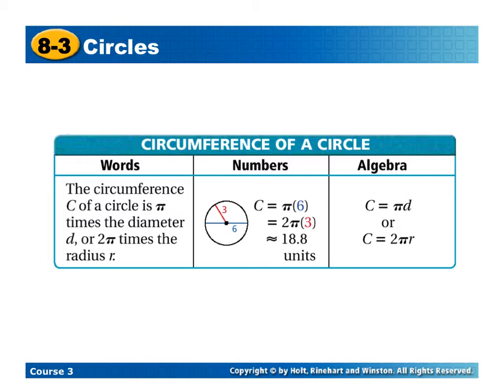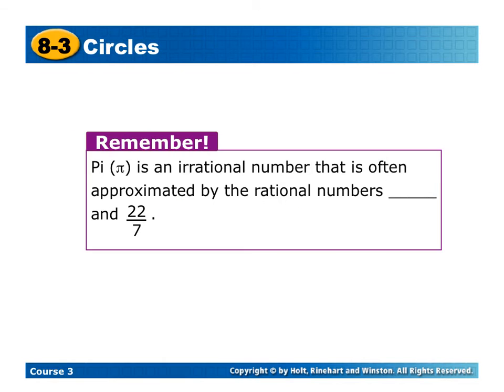Now some formulas to remember when you're working with circumference: we have this special number called pi, and pi is really the ratio of the circumference to the diameter. But we can use that number to find the circumference by taking either pi times the diameter or 2 times pi times the radius, because remember that it takes 2 radiuses to make a diameter. In our example here, we have a radius of 3, so if we did 2 times 3 times pi, you get about 18.8, or if we did 6 times pi, you get about 18.8 units.